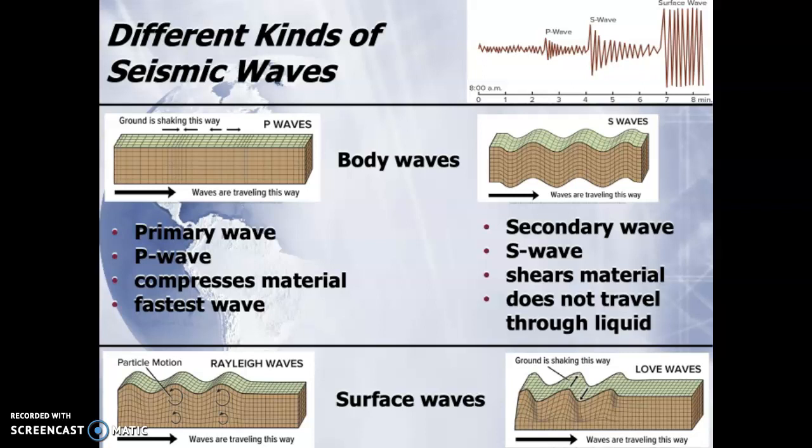The secondary waves are called S waves. The material shears, and the key thing to know about the S waves is that they do not travel through liquid. And so it's the body waves that we use to study the Earth's interior.